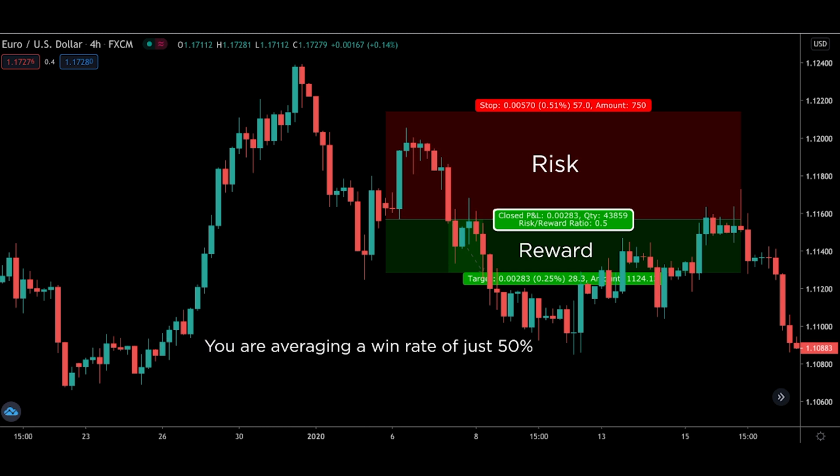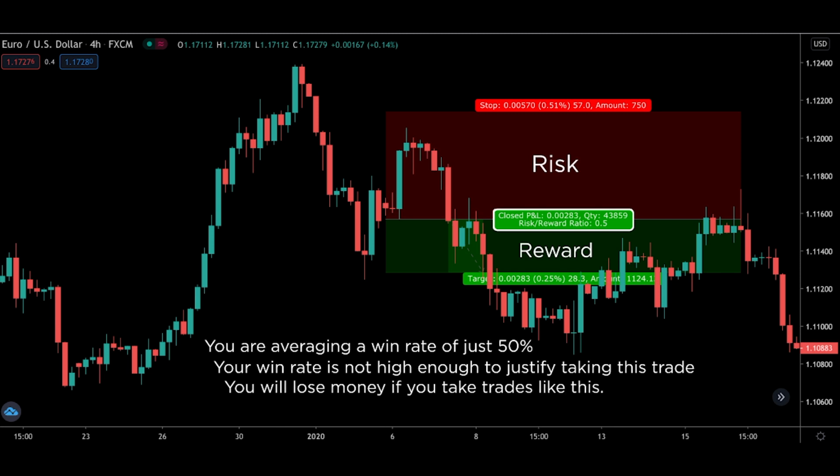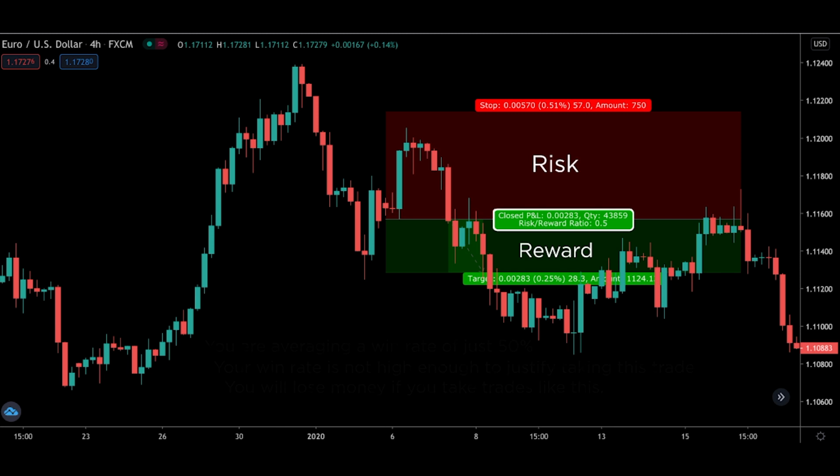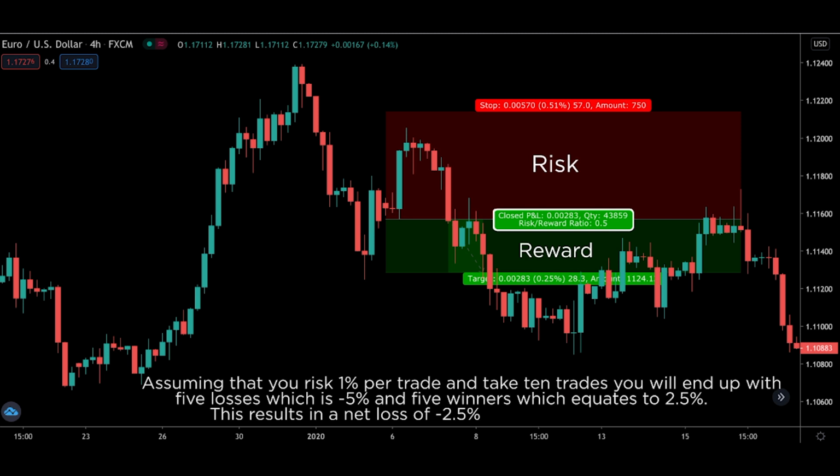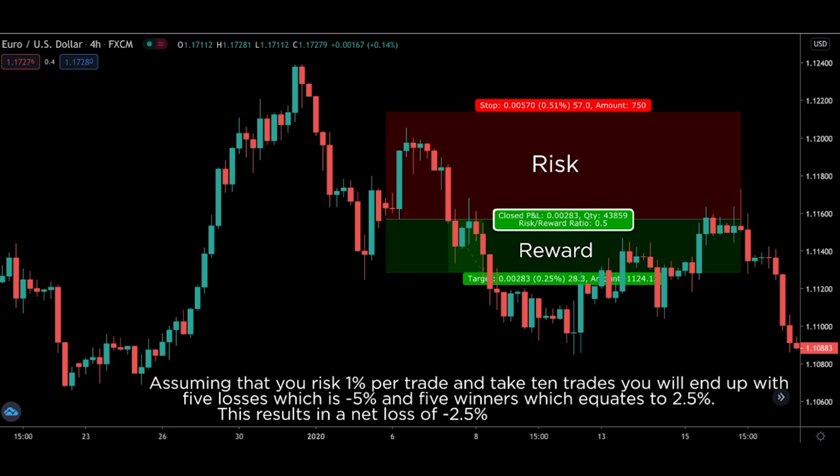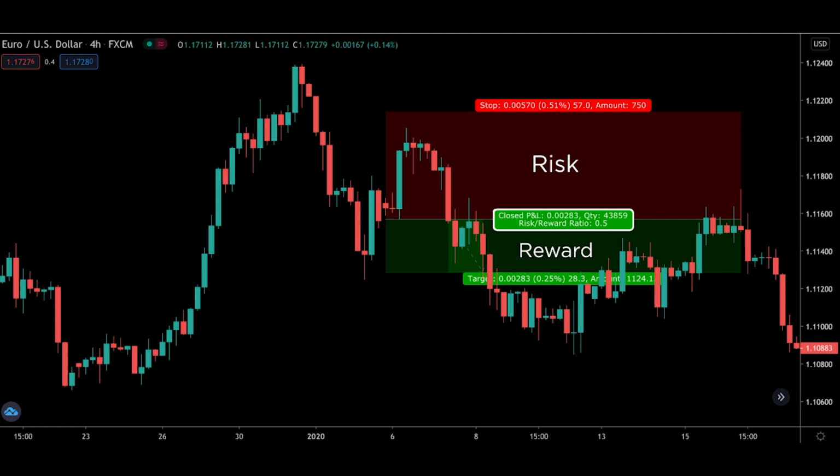Suppose you take a trade with a risk to reward of 1:0.5, but you are averaging a win rate of just 50%. In this case, your win rate is not high enough to justify taking this trade. On balance, you will lose money if you take trades like this. Assuming that you risk 1% per trade and take 10 trades, you will end up with 5 losses, which is minus 5%, and 5 winners, which equates to plus 2.5%. This results in a net loss of minus 2.5%. The numbers simply do not make sense. This is why you need to consider your win rate.